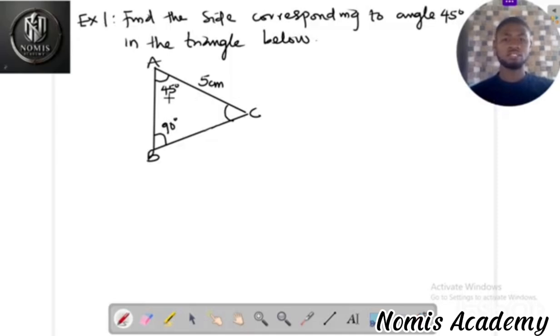So looking at it, this is angle 45 degrees as indicated. So I'll state out my given parameters. Given that, so going into the solution now, please.